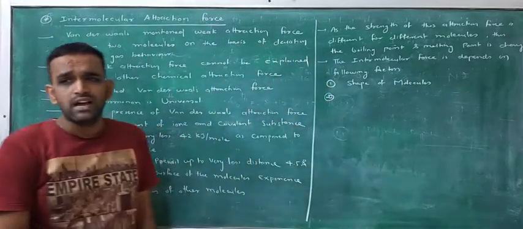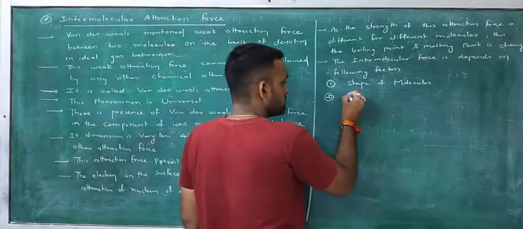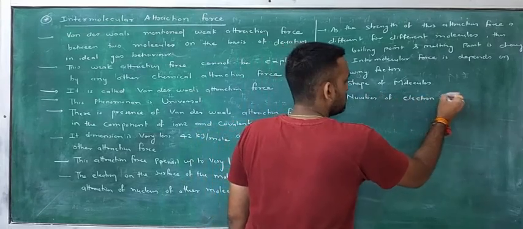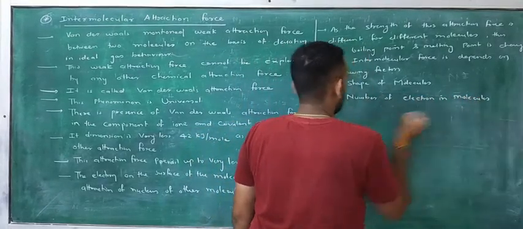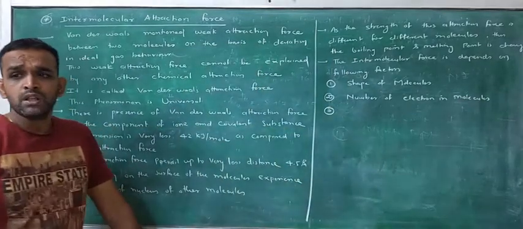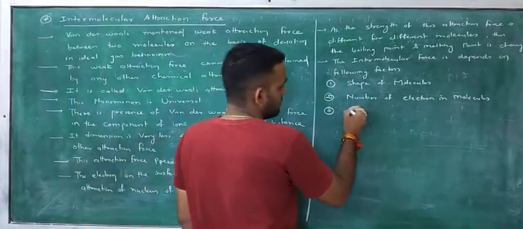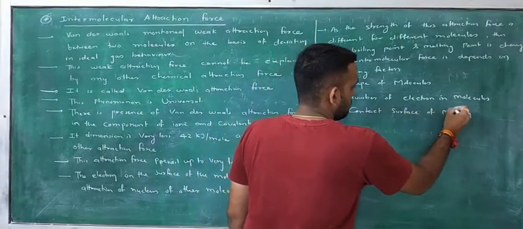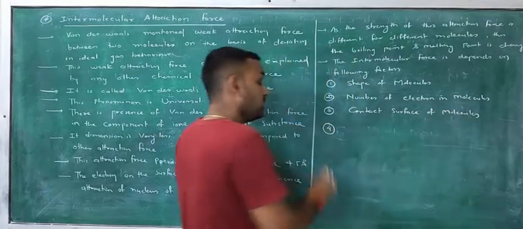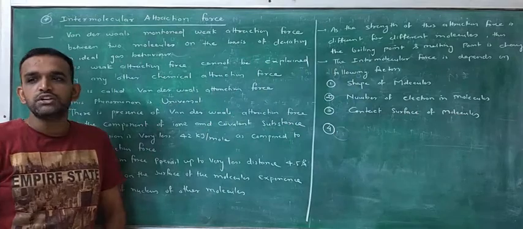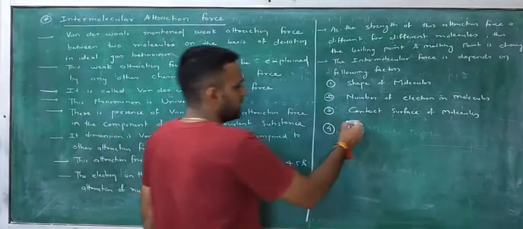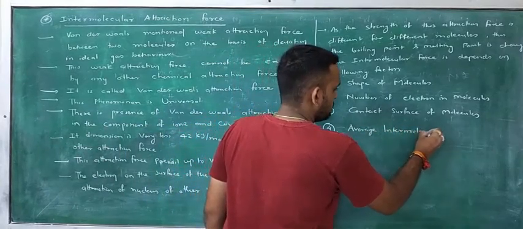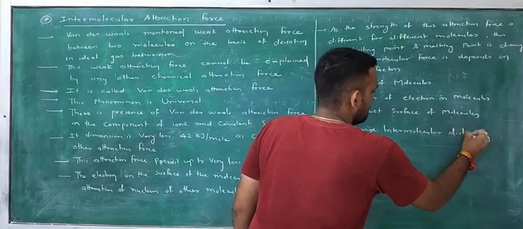Second, number of electrons present in the outermost orbit, so number of electrons in a molecule. Third one, we can say contact surface of molecules. And last one, we can also say average intermolecular distance, right? So I can write down average intermolecular distance. Is it clear?